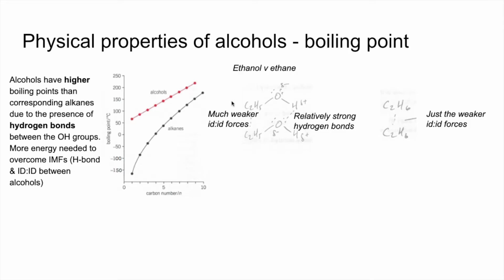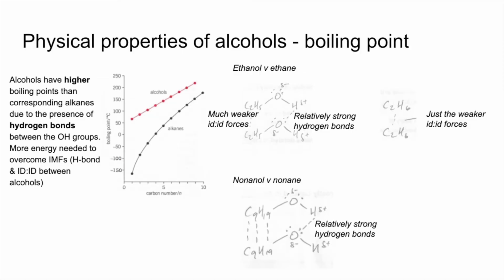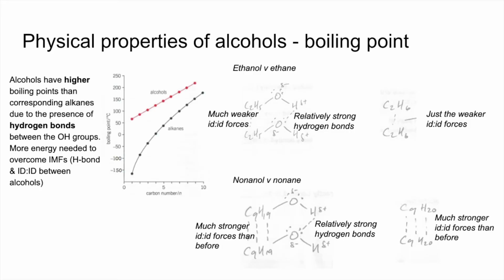So if we move on to the alkane and alcohol with 9 carbons, so that's nonanol versus nonane, there's the corresponding diagram. We've still got those relatively strong hydrogen bonds between the OH part, but now the induced dipole forces are much stronger because we've got more electrons in the molecule. And of course, between the nonane molecules, we've got much stronger induced dipole forces than before.